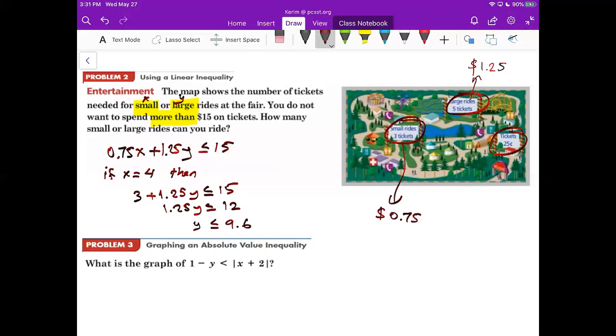So that means if I buy 4 small and 9 large rides, then I have some money left because of the 9.6. That 0.6 ticket is some money, 0.6 times 0.25, because each ticket is 25 cents. So I'm going to spend almost all of the money. That's one possibility.